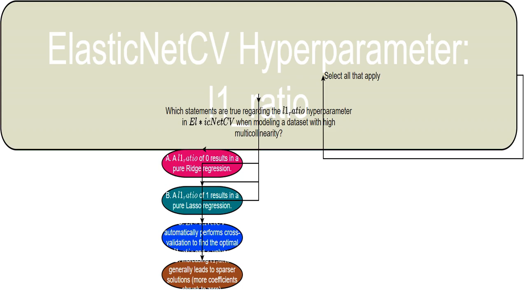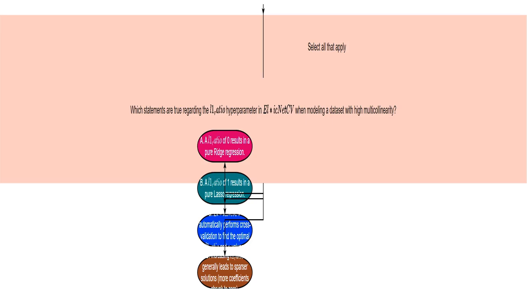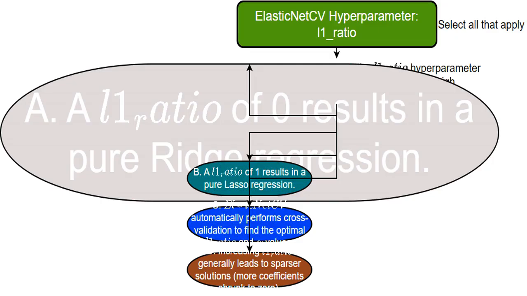I'm focusing on the L1_ratio hyperparameter within the ElasticNet regression model, a key part of ElasticNetCV from Sklearn. This parameter controls how much we blend L1, lasso, and L2, ridge, regularization. I'm evaluating 4 statements to see which correctly describe how L1_ratio works in ElasticNet regression and ElasticNetCV. Setting L1_ratio to 0 means I'm using only L2 regularization, which is exactly what defines ridge regression.